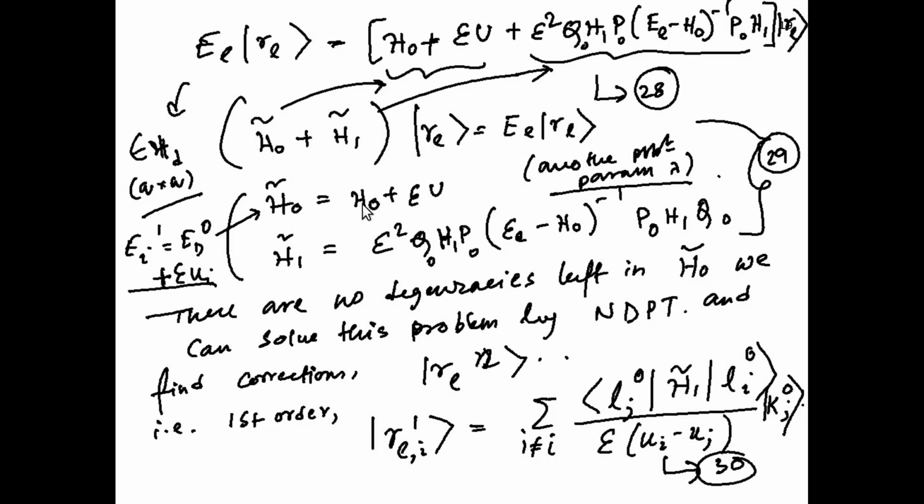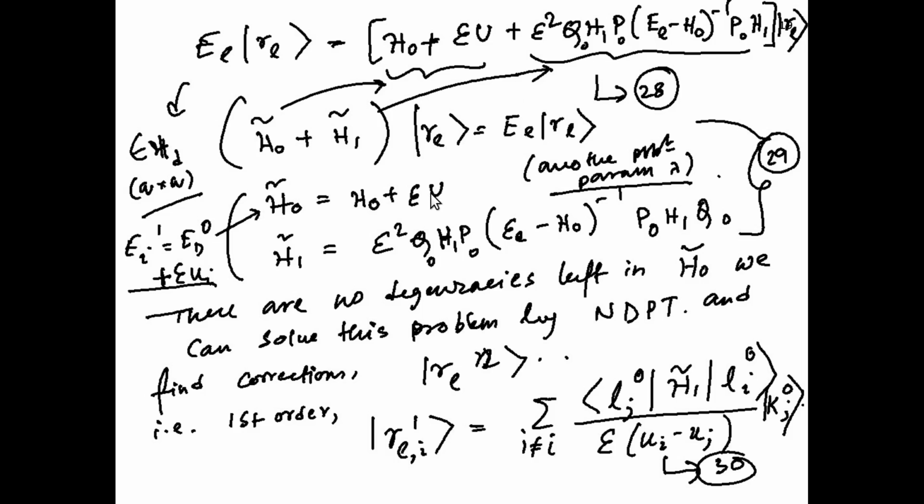So, the H naught curly has the eigenvalue E_D naught plus epsilon U_i, which are the eigenvalues of U, which are non-degenerate. I mean, we expect that to be non-degenerate. I will tell you what happens if it turns out to be degenerate. And the H1 is simply this.